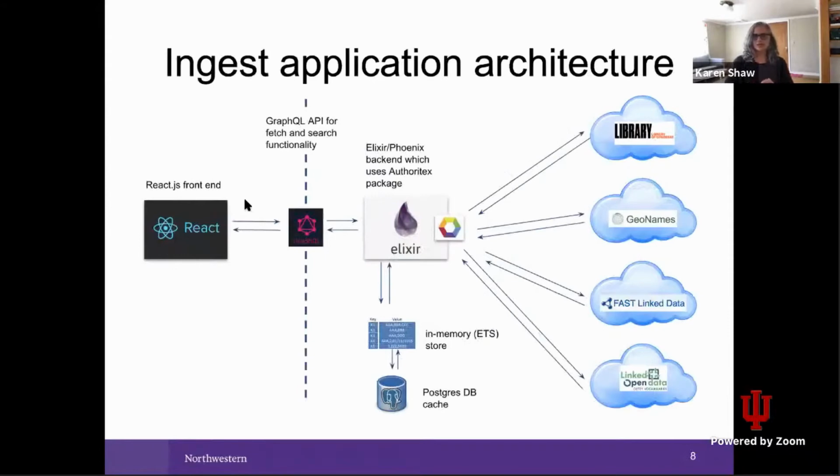So how do we use Authoritex within our application Meadow? This is a big picture view. For those of you who might have seen my colleague Brendan's presentation on Monday, we have a distributed application with an Elixir backend, a React.js frontend, and GraphQL in the middle. Our Elixir app has Authoritex as a dependency. Caching is handled by our Elixir application, not by Authoritex. I'll touch on that in a little more detail in a bit. And then the search and fetch functionality is exposed to the front end through our GraphQL API.